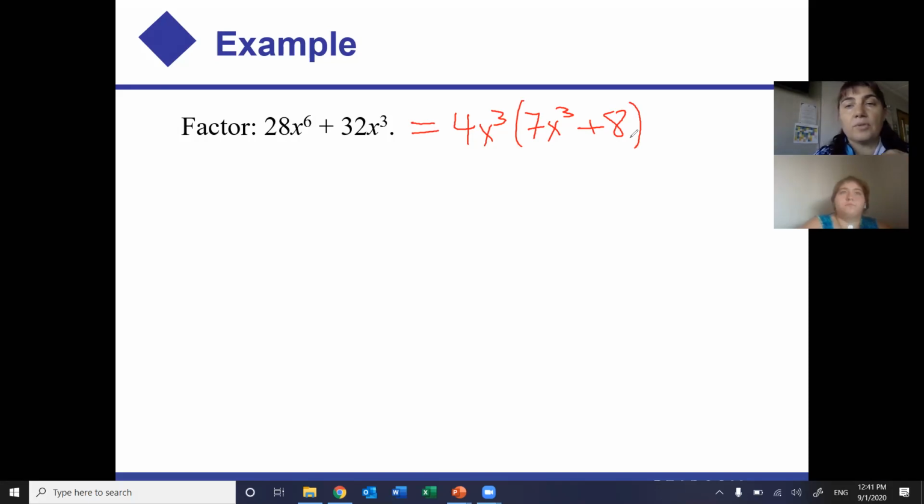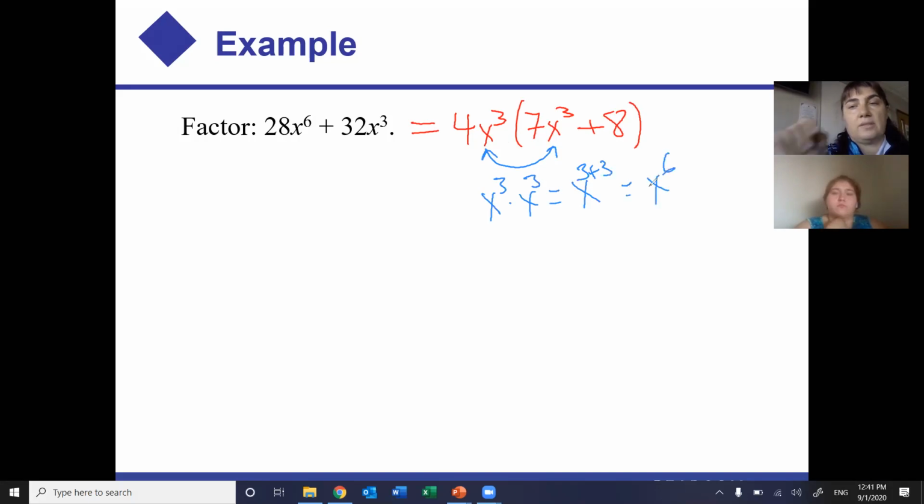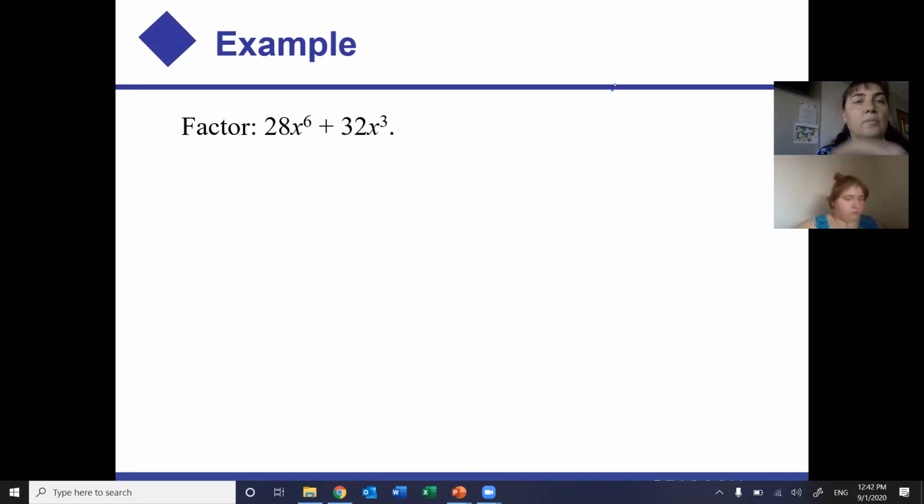Okay, but just for the new students, why is x cubed and x cubed right here? The reason is that if you multiply x cubed times x cubed, the rules of exponents say that the exponents add. So this would be x to the power of 6. All right, so that's why you got x cubed split. Okay, moving on.